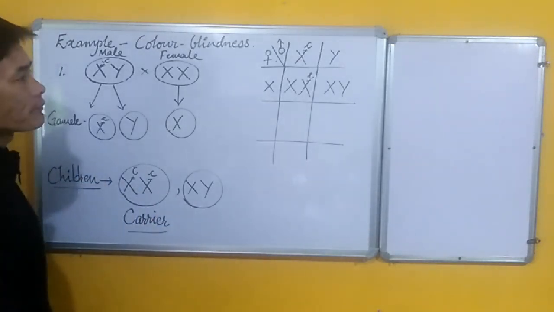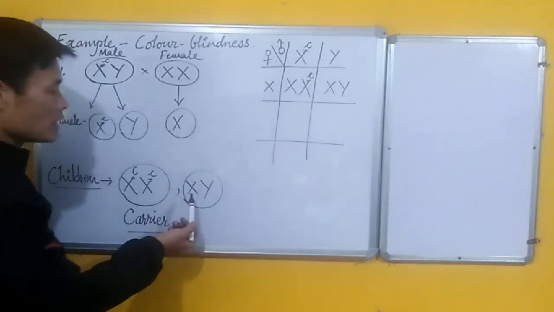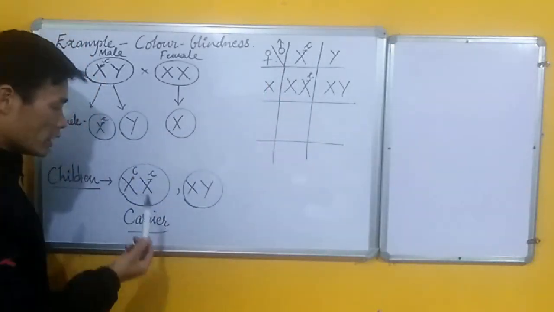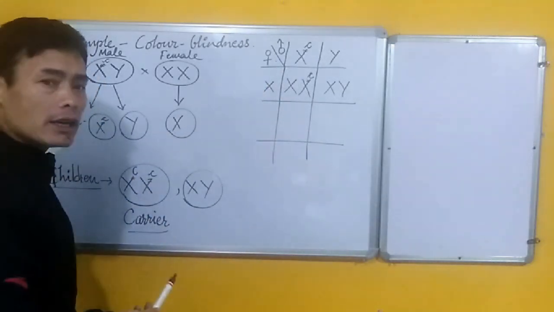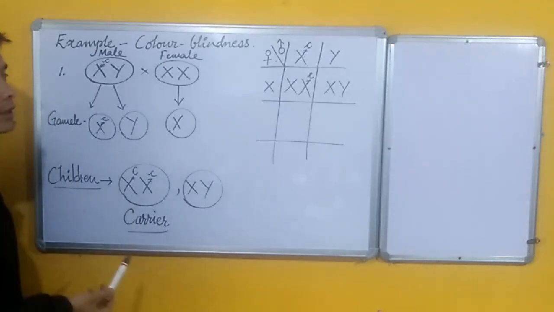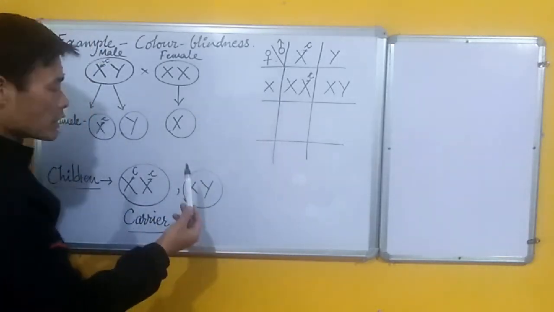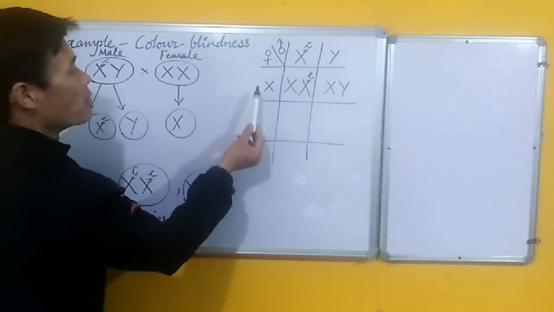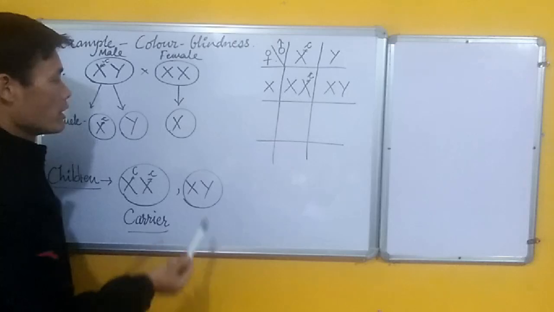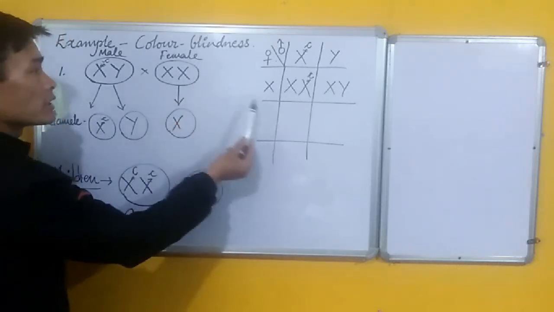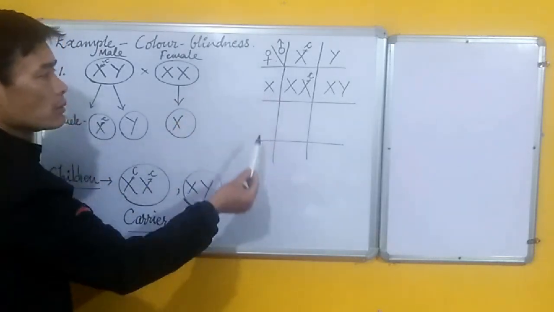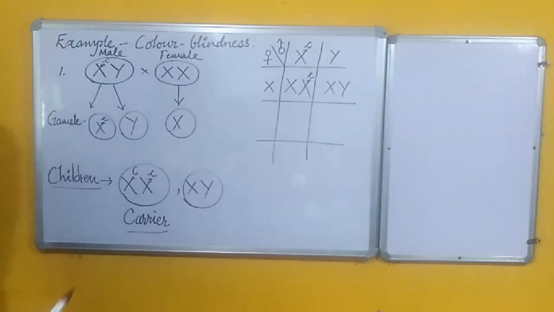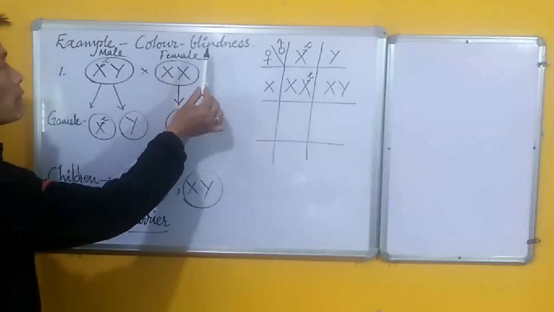And this male child does not receive the X chromosome from the father. It's only the female child that will get the X chromosome from the father. This child is getting his X chromosome from the mother. And the mother does not have a recessive gene for color blindness on the X chromosome. Therefore, this male child is not suffering from color blindness.